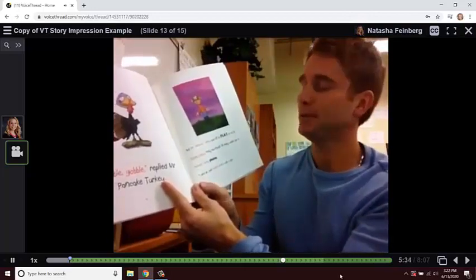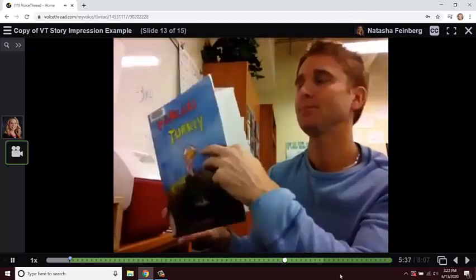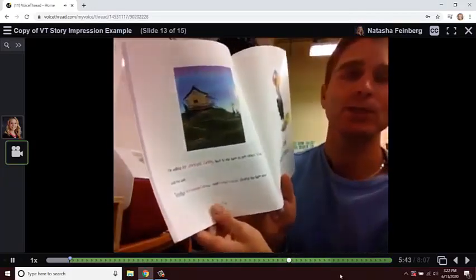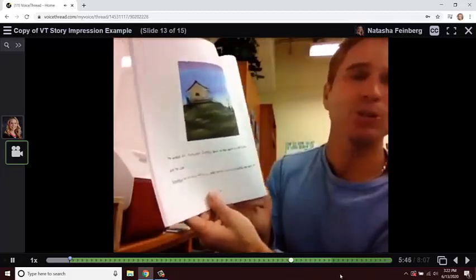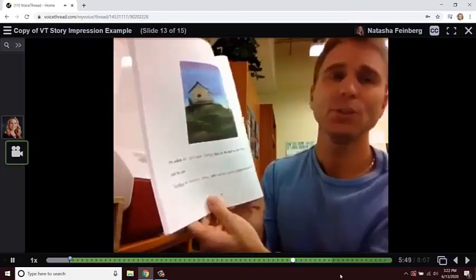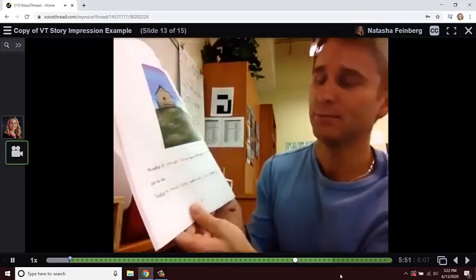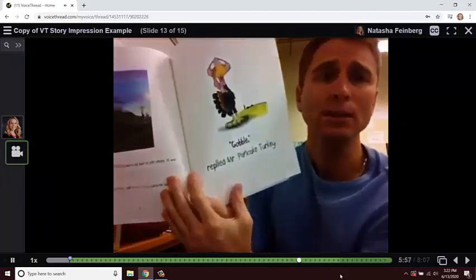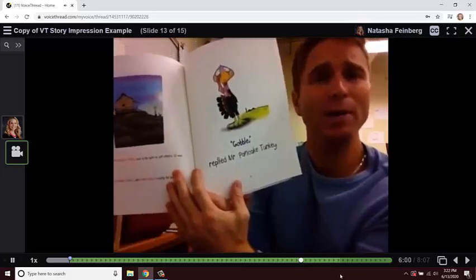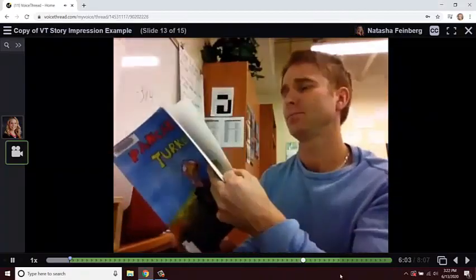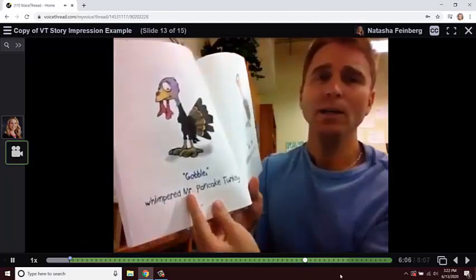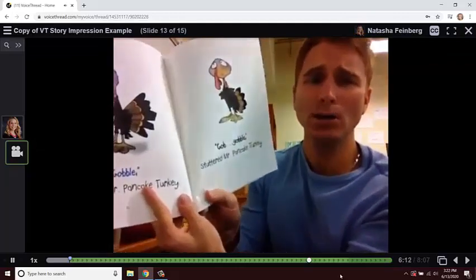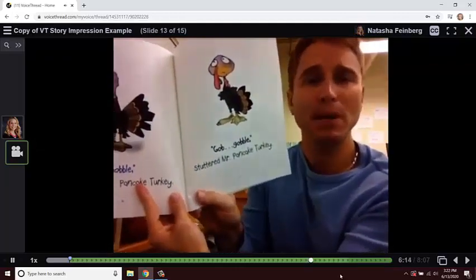"I give up," said Farmer Francis with a sigh. He walked Mr. Pancake Turkey back to the barn to join the others. It was just no use. "Goodbye, Mr. Pancake Turkey," said Farmer Francis, closing the barn door. "Gobble," replied Mr. Pancake Turkey. "Gobble," whimpered Mr. Pancake Turkey. "Gobble," stuttered Mr. Pancake Turkey.